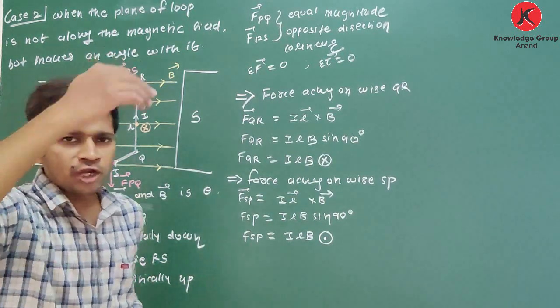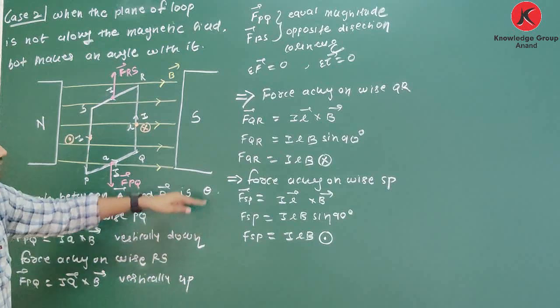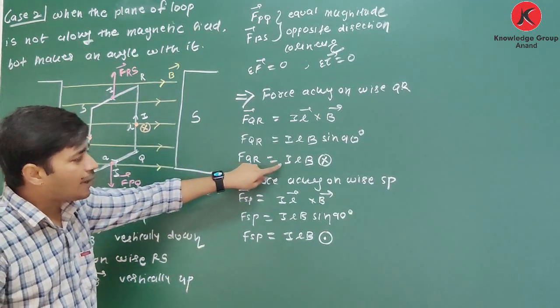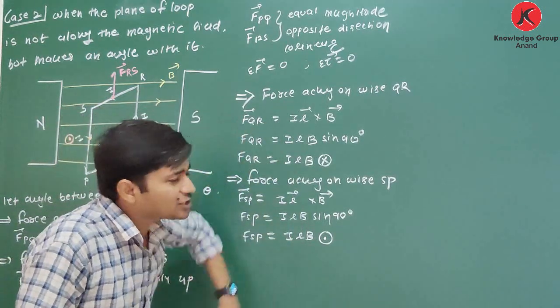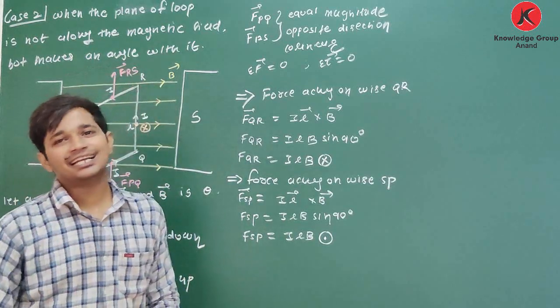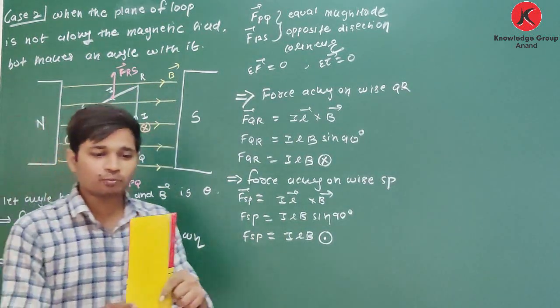Total force is 0, so there is no torque due to them. But consider forces FQR and FSP: their magnitudes are equal and their directions are opposite, but they are not collinear. Yes, they are not collinear. This plane is like this.